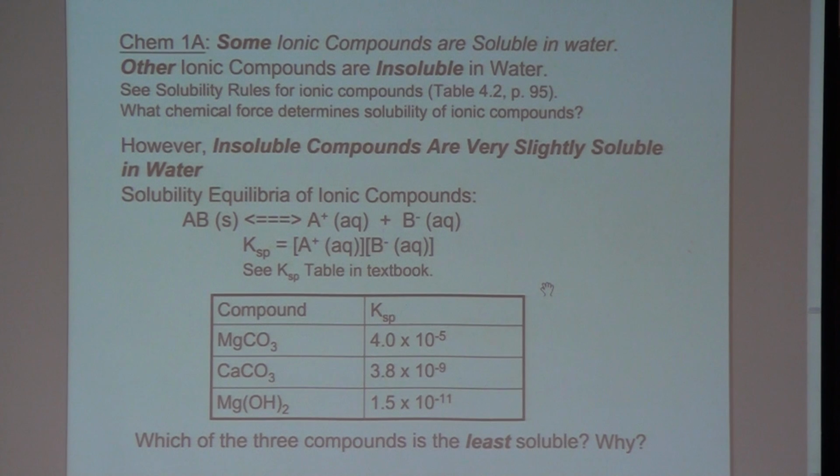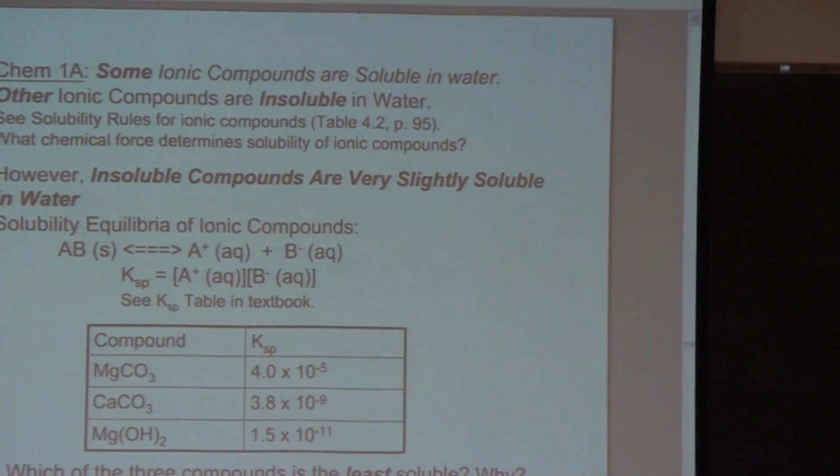So let's take a look at these three. Magnesium carbonate, calcium carbonate, and magnesium hydroxide are all insoluble compounds. Like we said, they're actually slightly soluble. Based on these Ksp values, which one is the least soluble? And why? Because the lowest Ksp is the lowest one. Ksp is the lowest.